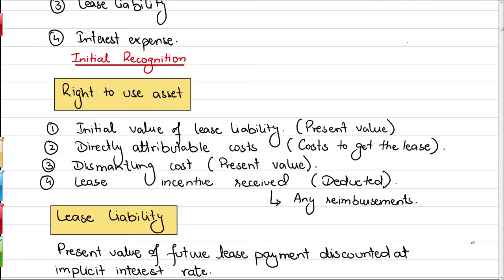Any directly attributable costs, for example any professional fee or legal fee to get the lease; the dismantling cost, if there is an obligation on the company to dismantle the asset at the end of the lease; and deduction of any lease incentives received from the lessor by the lessee.